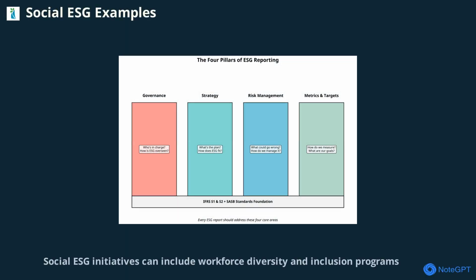Social ESG initiatives can include workforce diversity and inclusion programs, employee development opportunities, and robust health and safety management. Community engagement might involve local economic development, community investment, or stakeholder engagement. For customers, product safety, quality, and data privacy protection are key. These efforts not only fulfill social responsibilities, but also build trust, loyalty, and long-term value for the organization.